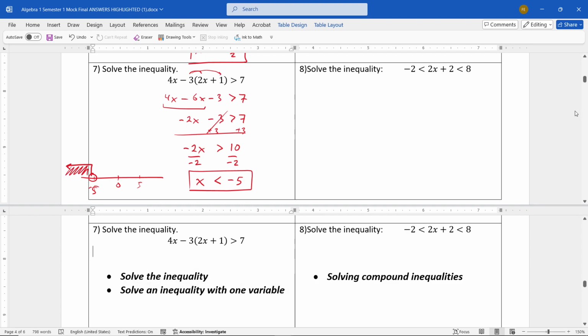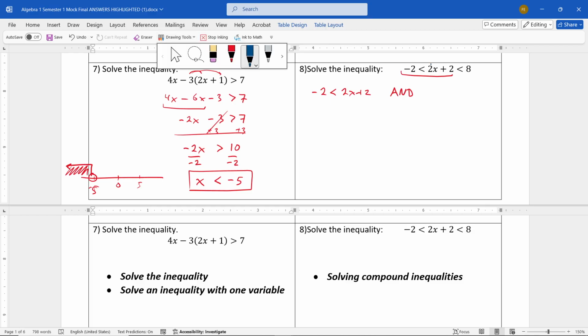Okay, number 8. This is called a compound inequality because it's kind of two equations in one. It's this equation saying that negative 2 is less than 2x plus 2, and at the same time, it is also, I'll switch to blue, this equation saying that at the same time, 2x plus 2 must be less than 8.